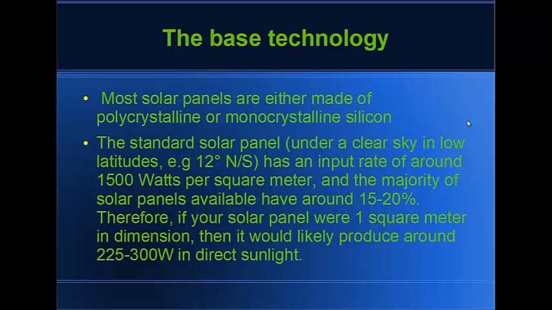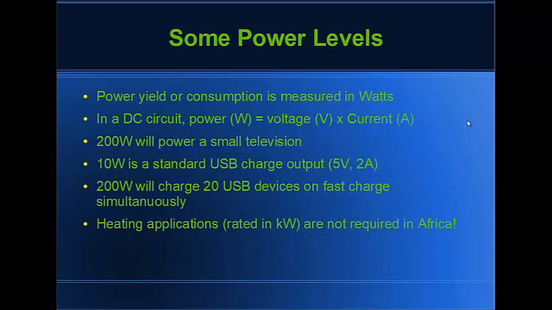Now, if your solar panel were 1 square metre in dimension, then it would likely produce around 225 to 300 watts in direct sunlight. Direct sunlight, by the way, means under a clear sky and without obstructions, so that really is the best possible case.